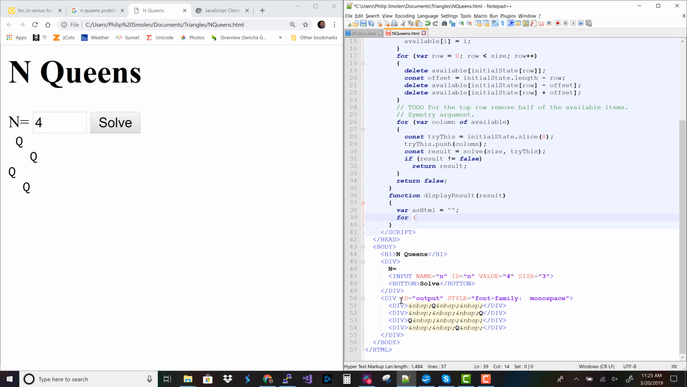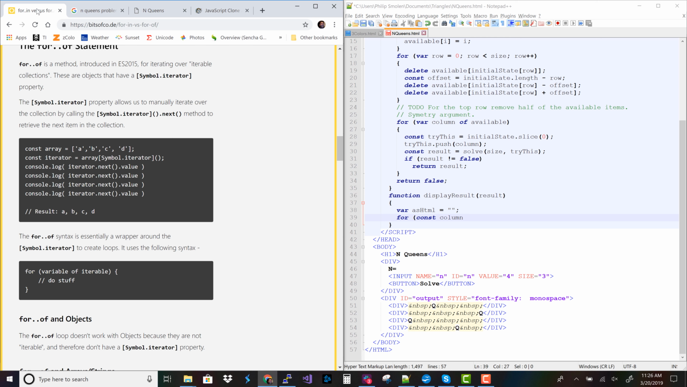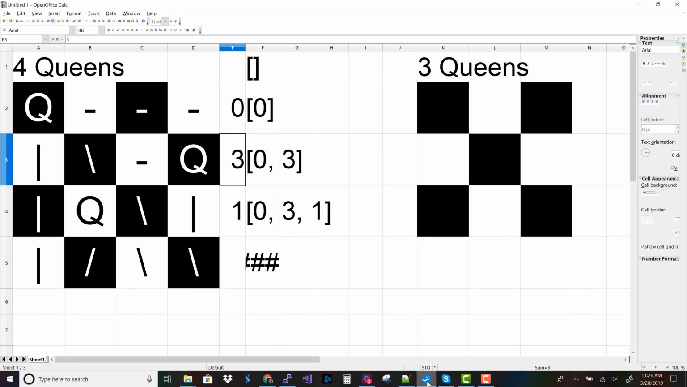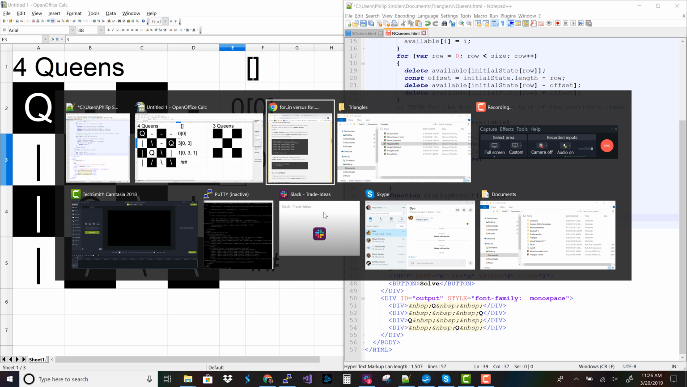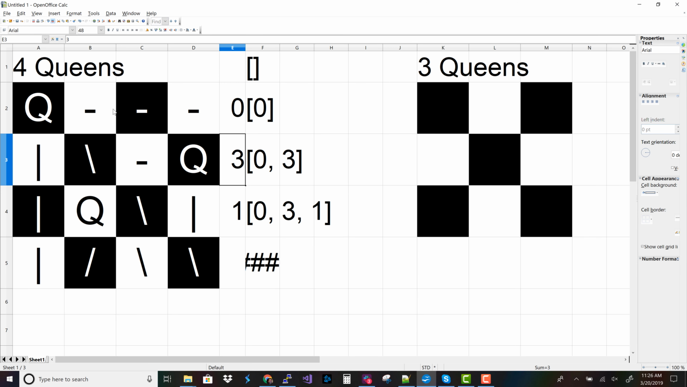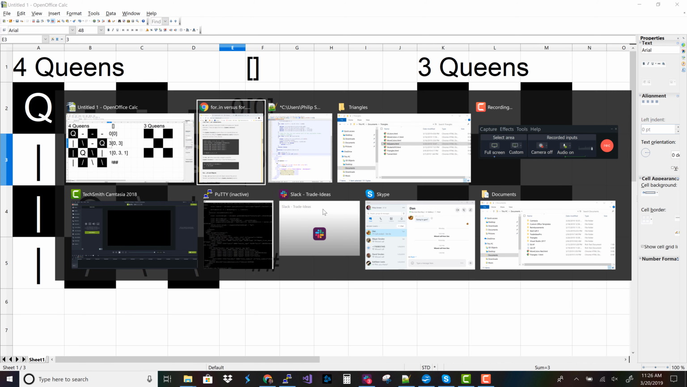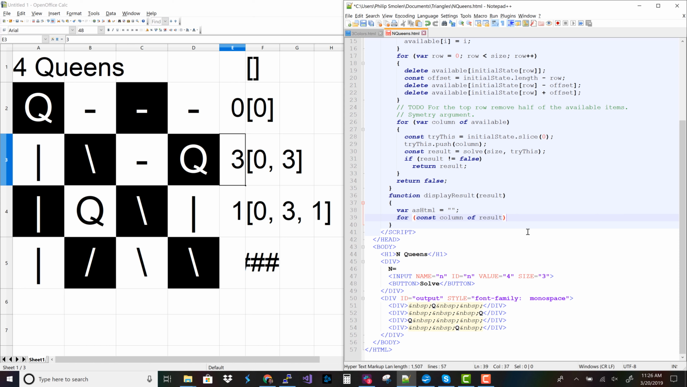Okay, so let's say for, oh, yeah, it's the same thing. I want the of. If I tried the in, it would just always give me the numbers. It would give me the indexes of the array. So I'm going to write for column of result. So this will be the values in there. This will be the 0, 3, 1. If I had used the other keyword, if I had said for in, it would just give me the indexes 0, 1, 2, which is kind of useless. I mean, there's a reason for it, but it's not the one I'm looking for.